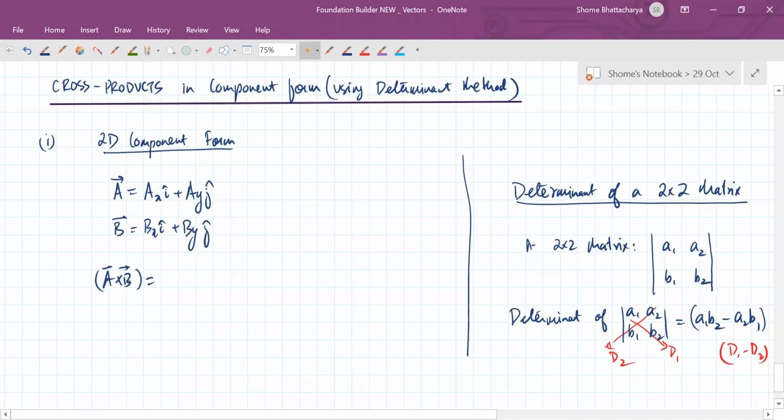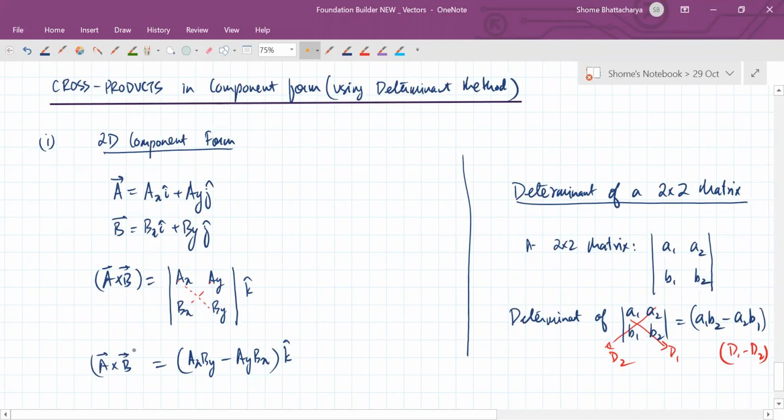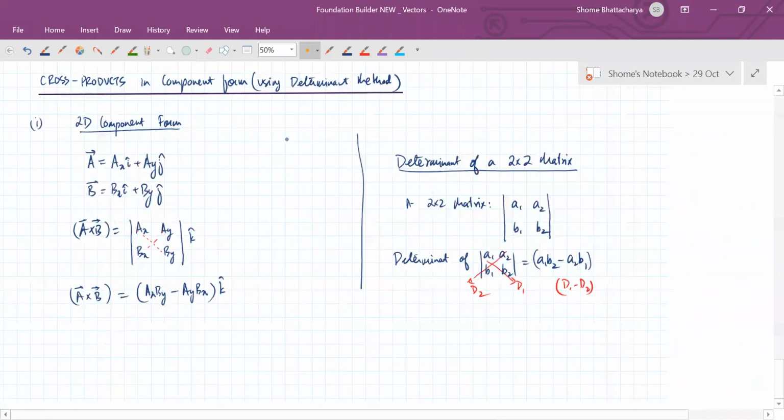Now, let's see how we make use of the determinant here. When A and B are two-dimensional vectors, we make a 2 by 2 matrix. The first row is A's components, and the second row is B's components, and that is multiplied by k cap, and then we calculate the determinant. The determinant is this diagonal minus this diagonal, so it is ax multiplied by by, minus ay multiplied by bx, into k cap. This becomes the A cross B vector. Let me explain with a numerical example, then you write this down. It will be less confusing.